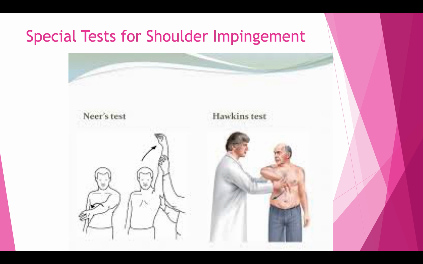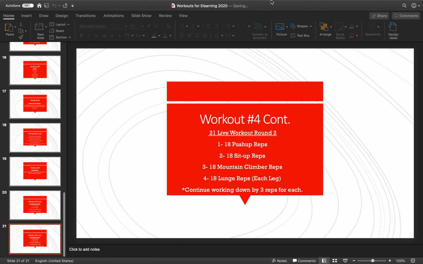So we do 2 tests for shoulder impingement. So we do what's called the Neer's test, and we do the Hawkins test.